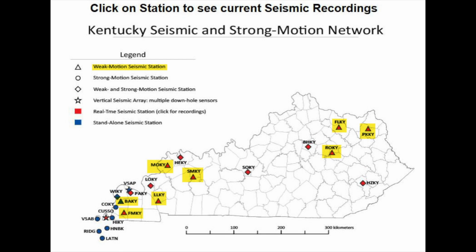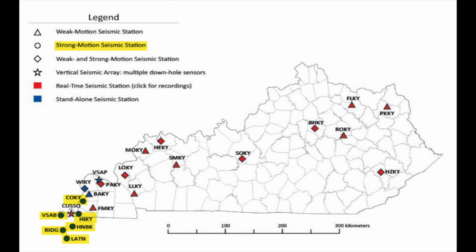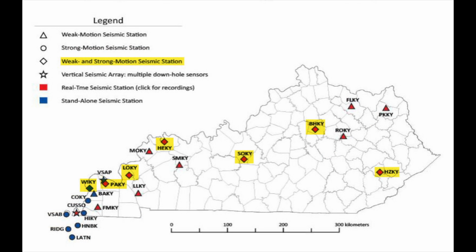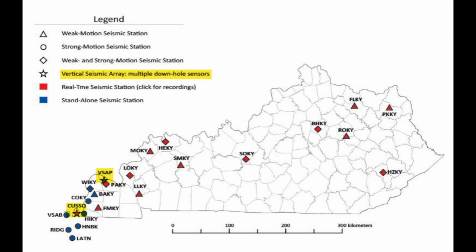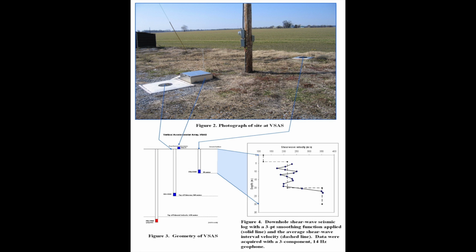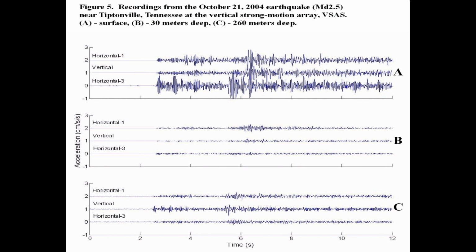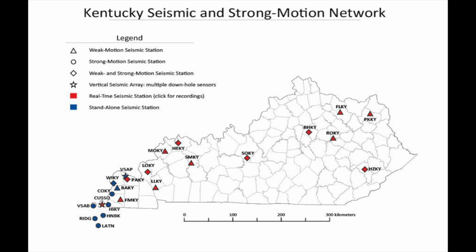A weak motion station has a seismometer, a strong motion station has an accelerometer, and a weak and strong motion station has both. The vertical seismic array station is set up differently. These stations have a sequence of instruments installed at various depths to measure the effects on seismic waves as they pass through different mediums. We hope this video has assisted you in properly navigating and understanding our interactive seismic map.